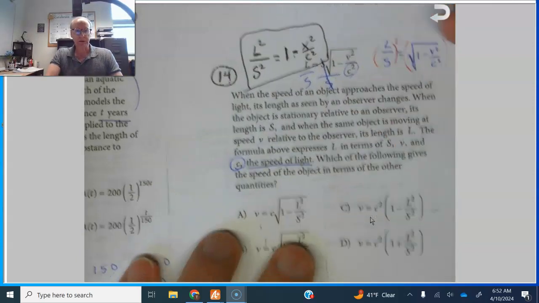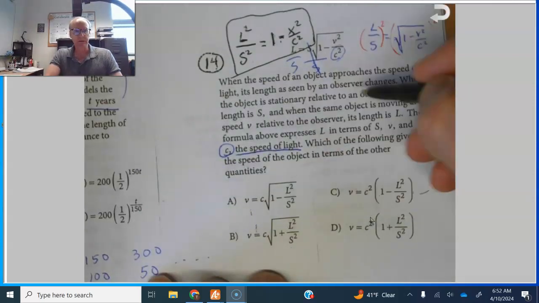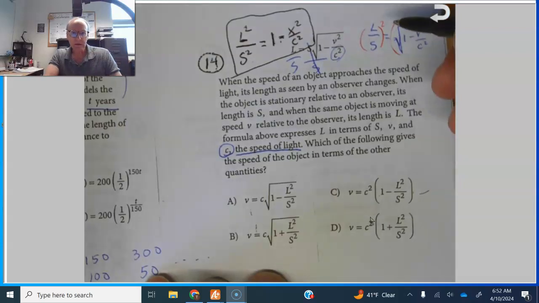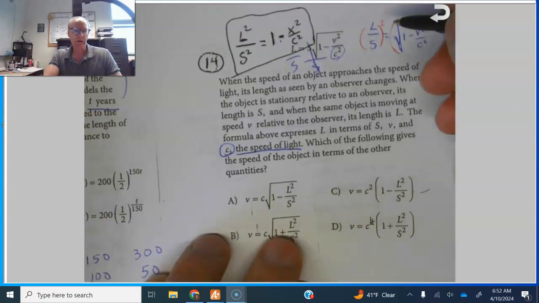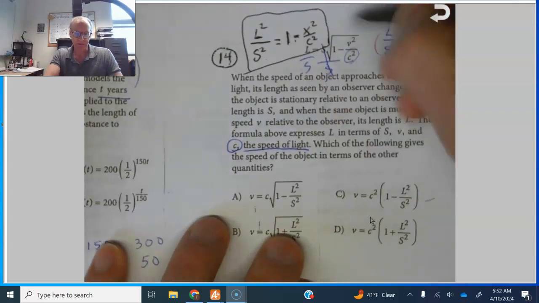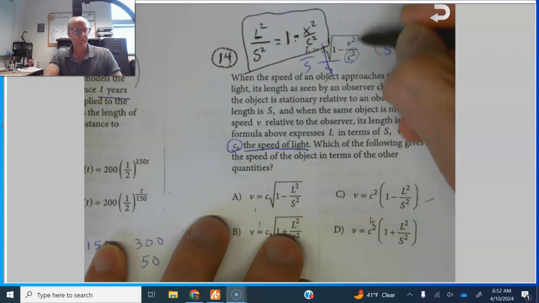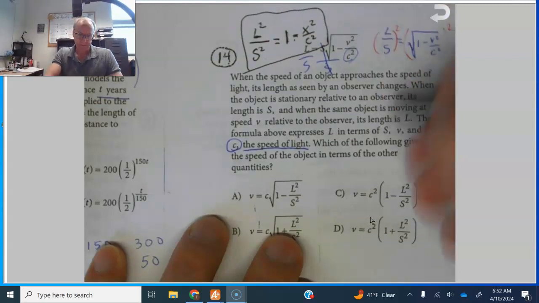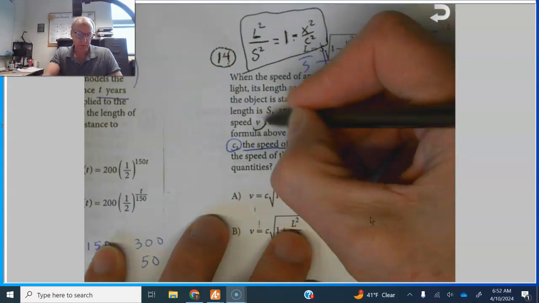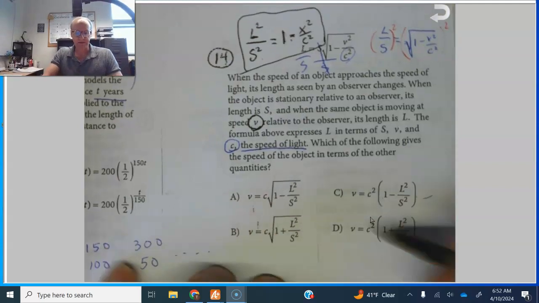Wait, how come it says V? Oh, sorry. We're solving for V. We're not solving for C. Well, V is actually easier to solve for. I needed to read more carefully. We want to solve for V. So we want to get V by itself, clearly.